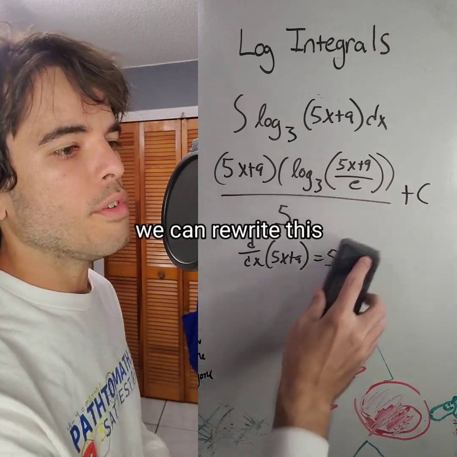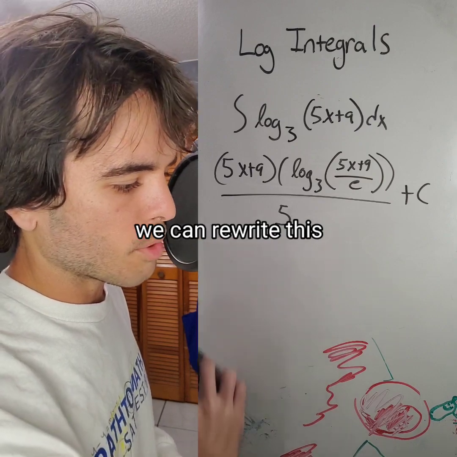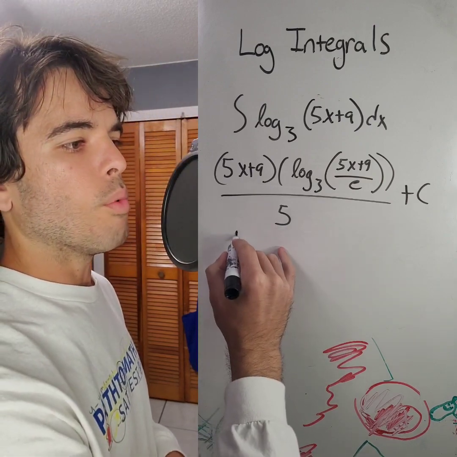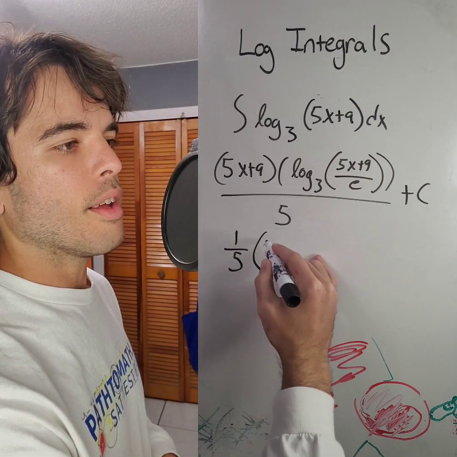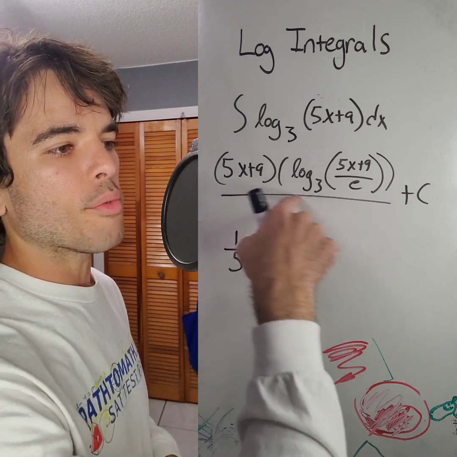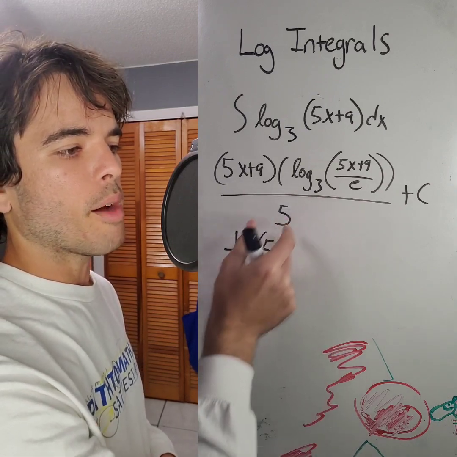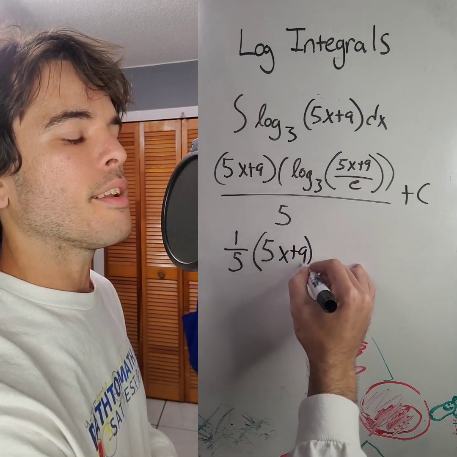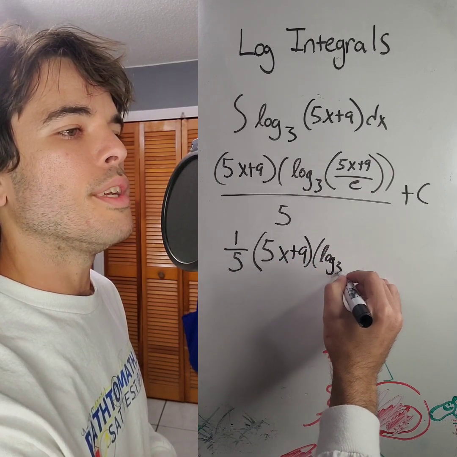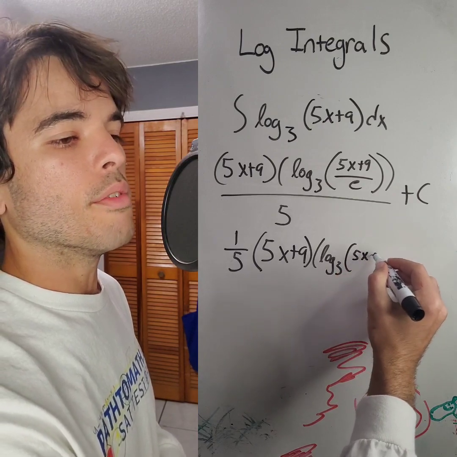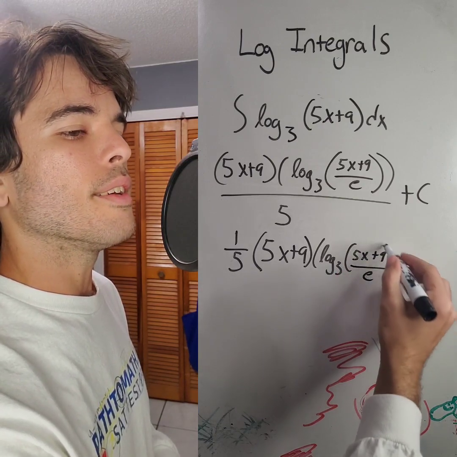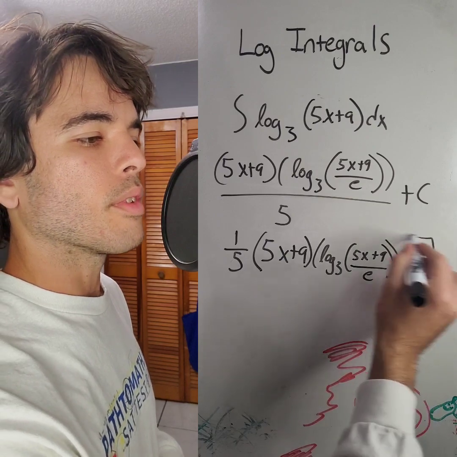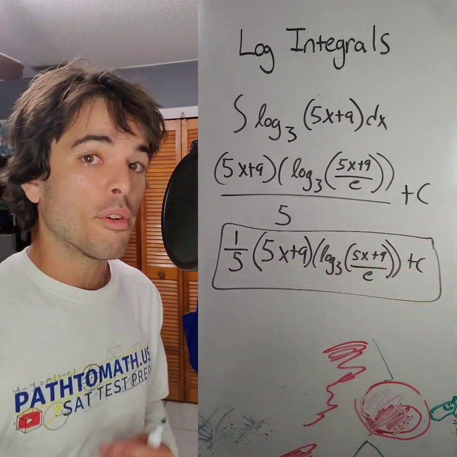Some teachers would appreciate if you rewrote this one more time, a little bit simpler. We could have 1/5 on the outside. And then this way, we could get rid of this giant fraction. And instead, we could take the denominator and pull it out front, basically. And so we have 1/5 of 5x plus 9 times log base 3 of 5x plus 9 over e, plus c. And that would be a proper final answer.